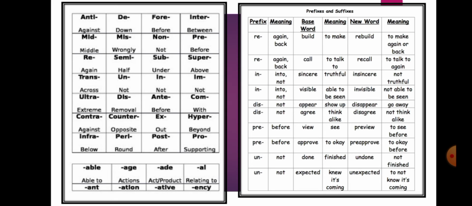Next one, ultra. Ultra means extreme, extreme level. Ultraviolet rays. Next, dis. Dis means what? Remove. Removing something or the opposite of the main root word. For example, respect, disrespect. Agree, disagree.